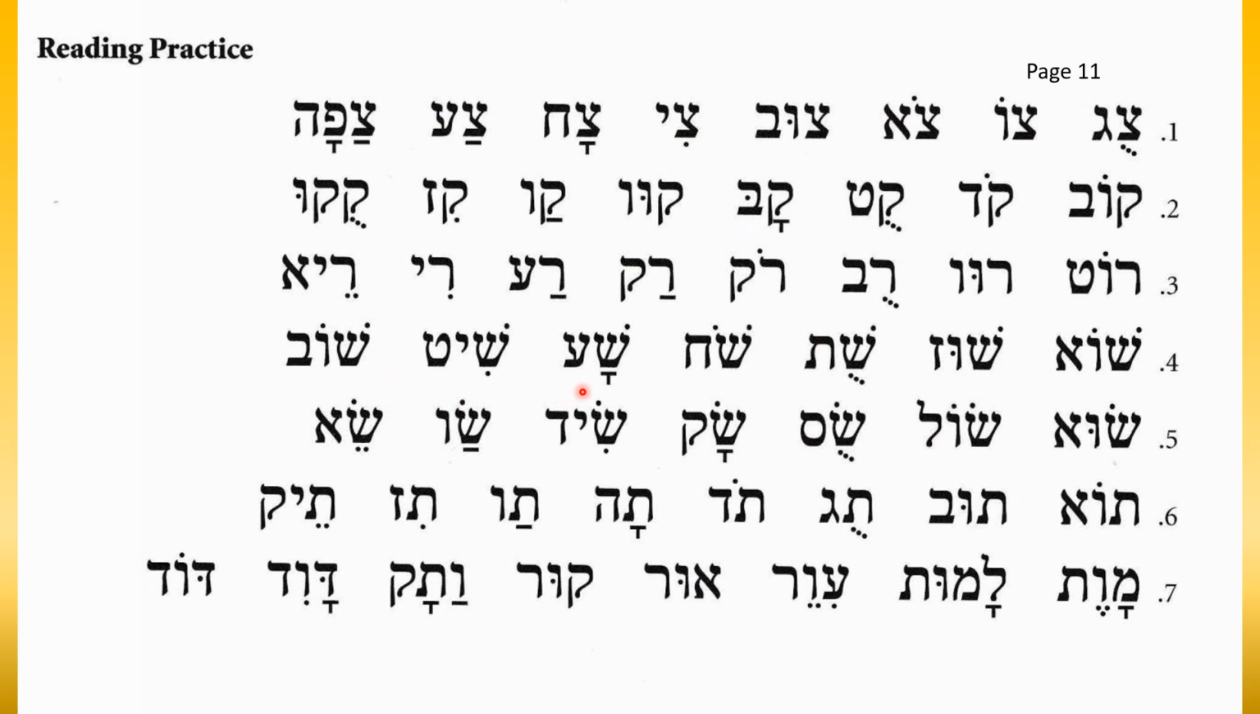Just a note on this line, always remember what you're looking for when you see the two dots above the shin is where should the vowel be. There's no vowel underneath this letter, so you know this has to be this dot to make this a shin and this dot to provide the vowel.